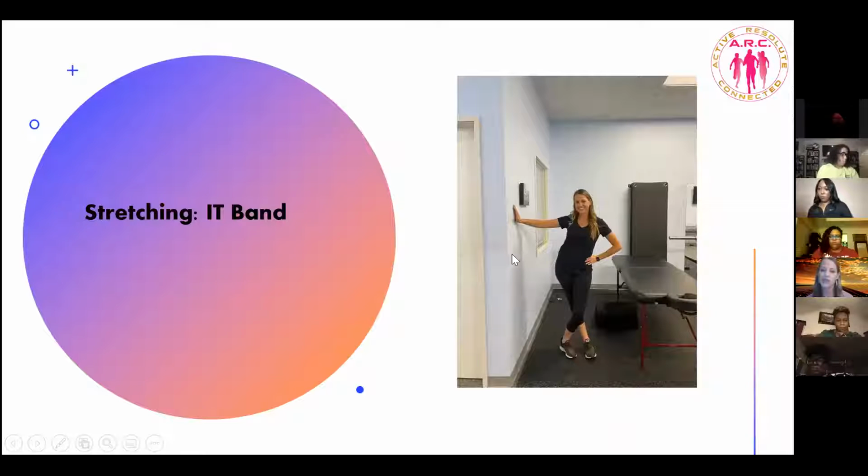Here's the IT band stretch that I was talking about before. This is a stretch for the right leg. You see that I've got my right hip towards the wall. I'm bending away from the wall. My right leg is back. And I'm getting that stretch in my right hip and down to my right knee if I have that pain on the outside of my knee.